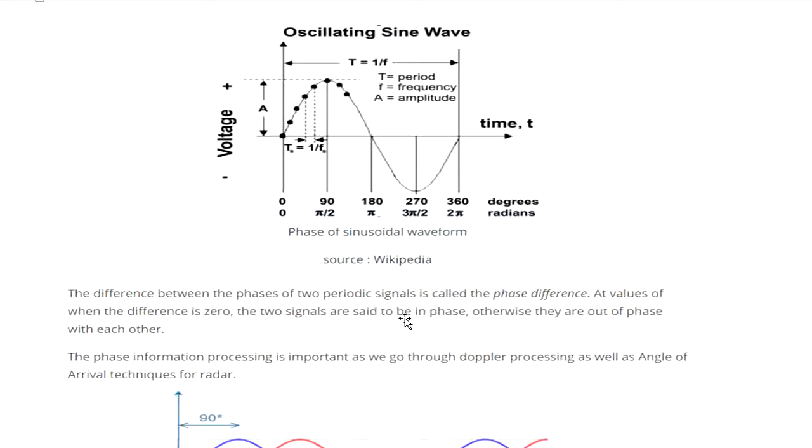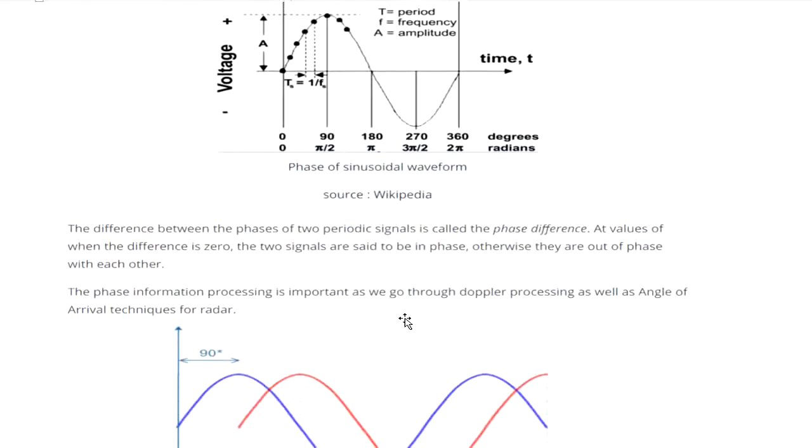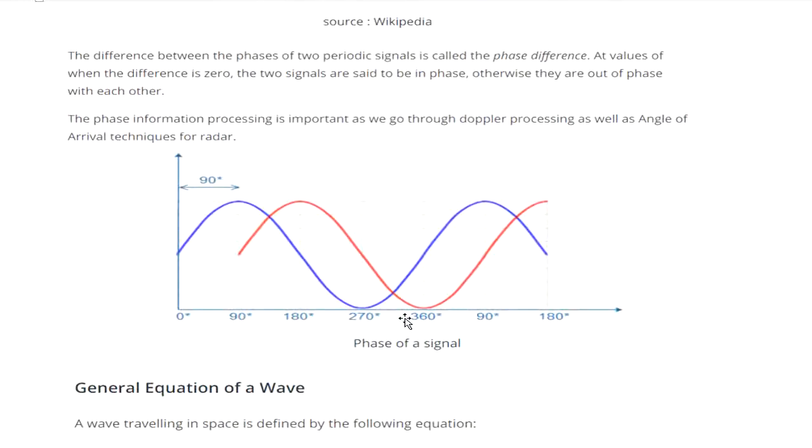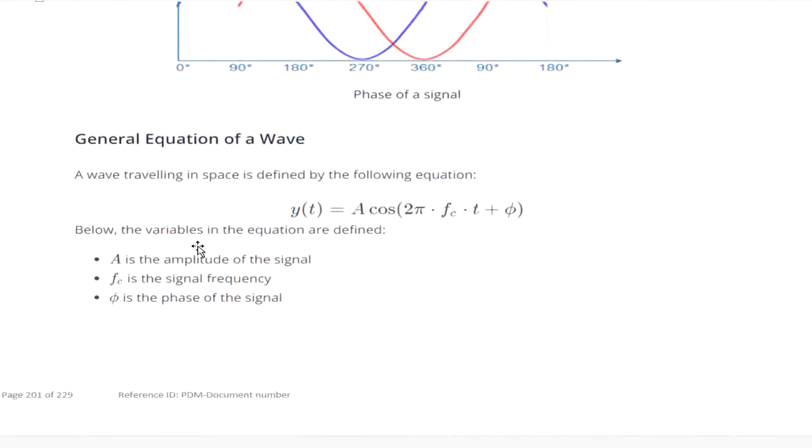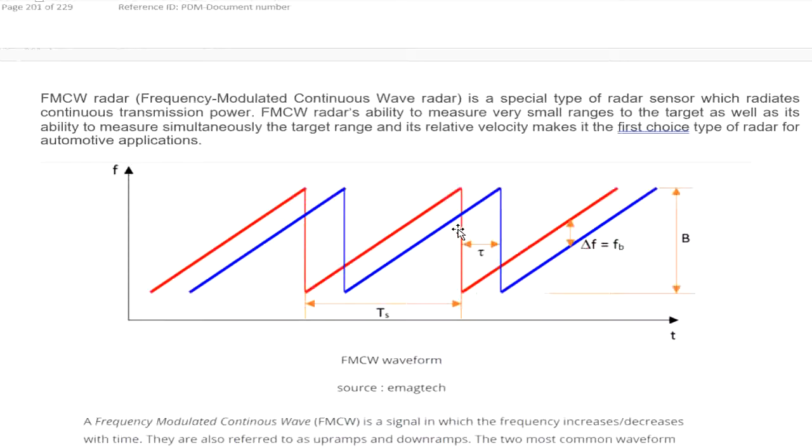The phase information is important as we go through Doppler processing. Right here, the first and second phase, the difference is 90 degrees, right? And the general equation of the wave is right here. A is the amplitude of the signal, cosine 2 pi, Fc is the signal frequency, and theta is the phase of the signal. Here are the basics, the school physics.